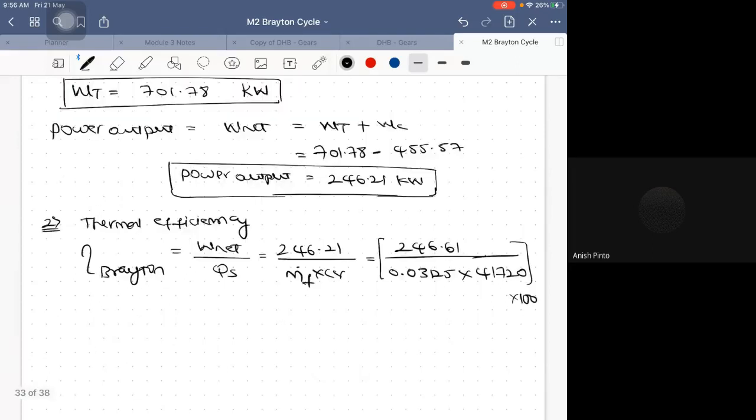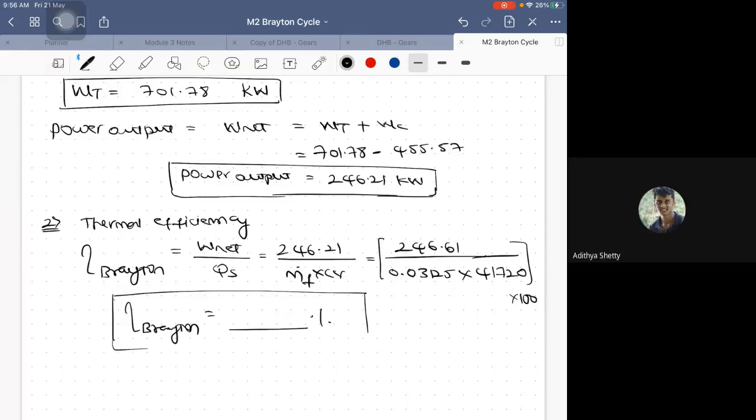So the thermal efficiency of the Brayton cycle is how much? 18.91. Okay. So this is how you calculate the efficiency and the power output of the Brayton cycle. Now we shall end the class here.